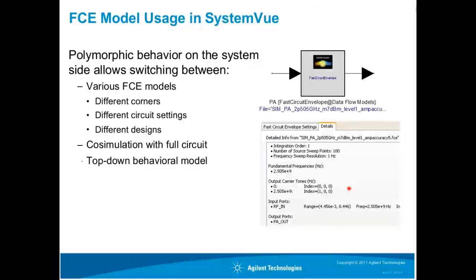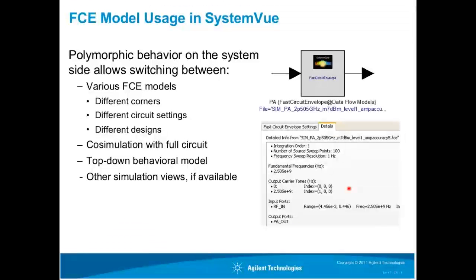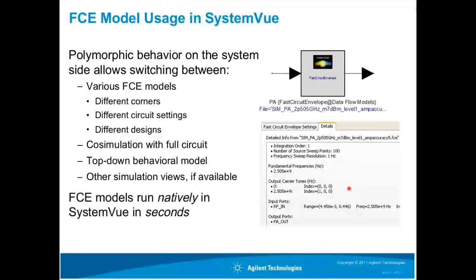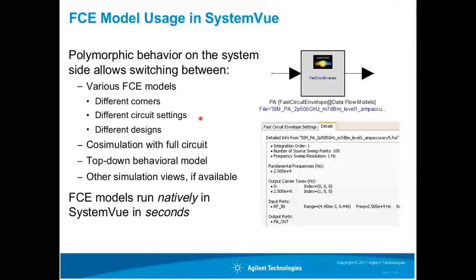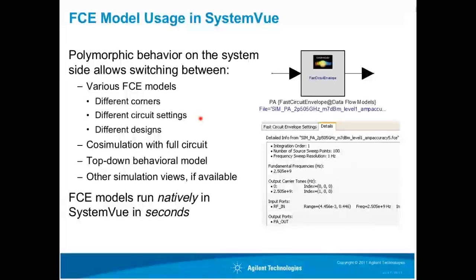You can also swap in a behavioral model. So let's say your system level designer designs the system with just behaviors of circuits, and then he can transfer in the FCE models to do verification as he gets the designs completed. And maybe you have other views. Maybe there's some digital views, some other types of views. There's quite a bit of flexibility available in SystemVue for this. And what you'll find is that once you put the FCE models into SystemVue, they run very quickly. In fact, I think they run faster within SystemVue than they do when you exercise them within GoldenGate.